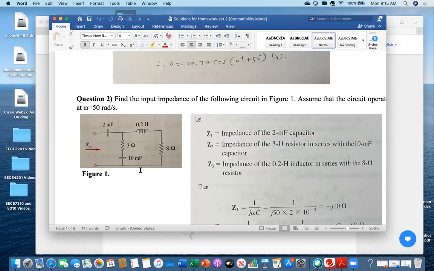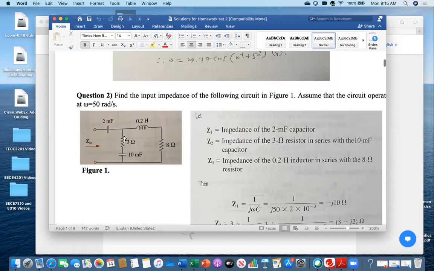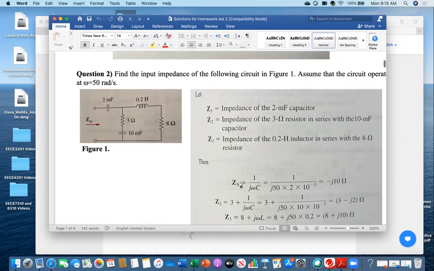Now everybody see, first you have to convert into phasor domain, especially those capacitance and inductance components. So for the 2 millifarad, I have given the name Z1, the impedance of the 2 millifarad capacitor. I just gave the name.